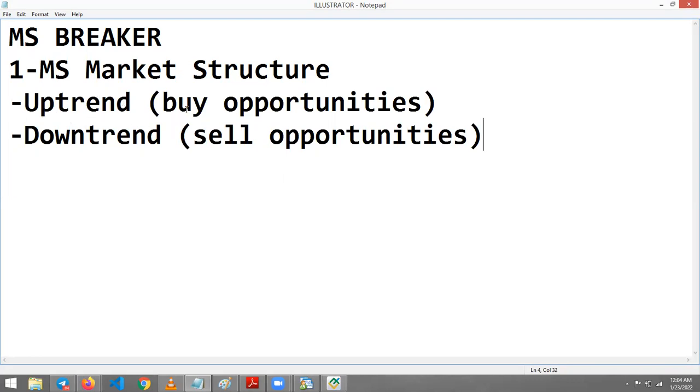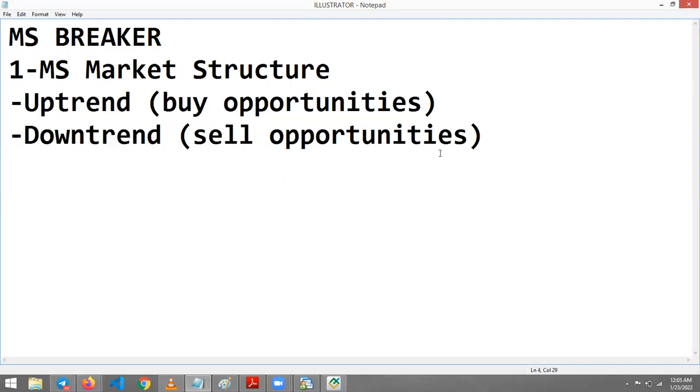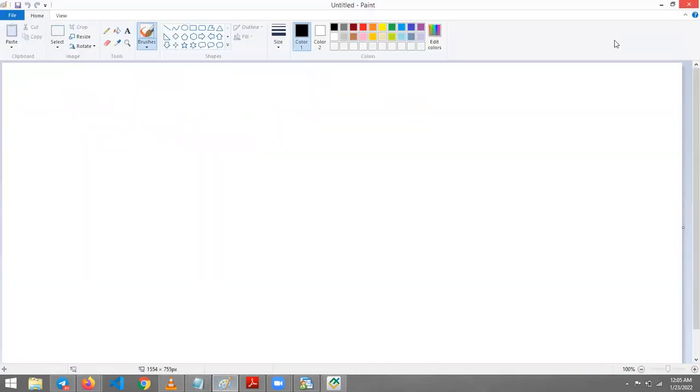If you try to trade against these structures, most of the time you'll be risking your capital. So I usually advise that you follow the trend or you follow the structure that is visible. I'm just going to do a quick illustration, but I'm pretty sure you're familiar with these concepts, so just take it as a reminder or a refresher of sorts.